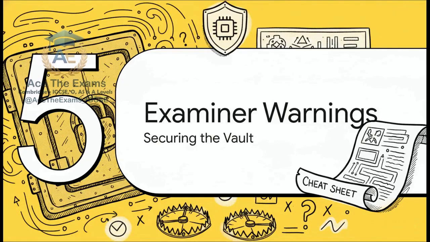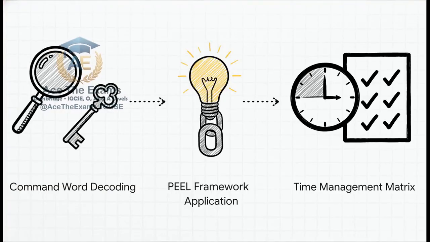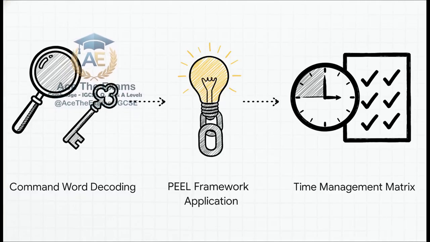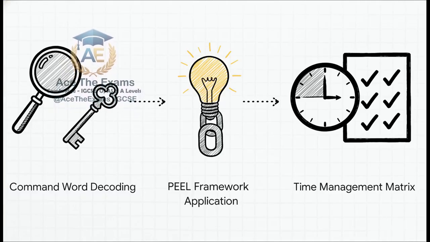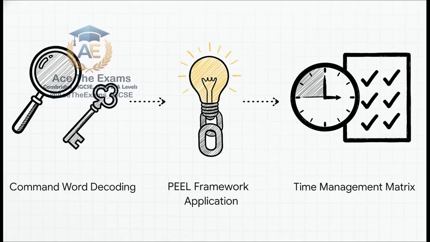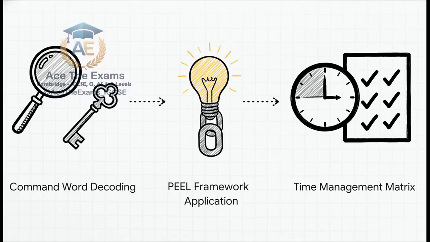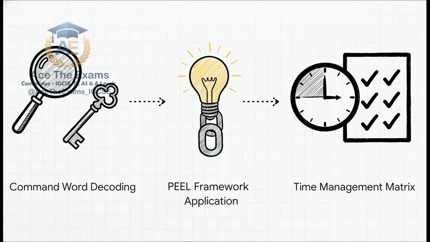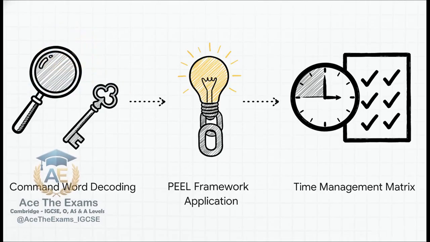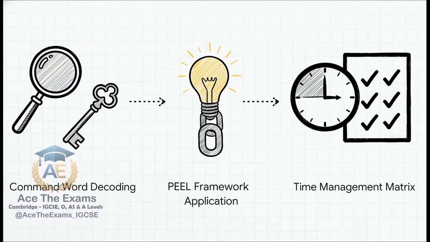Section 5. The final system and examiner warnings, securing the vault. We have done the legwork, we've studied the blueprints, and here is the ultimate system. If you follow these 3 rules consistently, every single piece of the puzzle clicks into place. Rule 1. Command word decoding. You absolutely must tailor your answer to whether the question says state, describe, explain, or evaluate. Never ever give a basic state answer to a complex evaluate question.